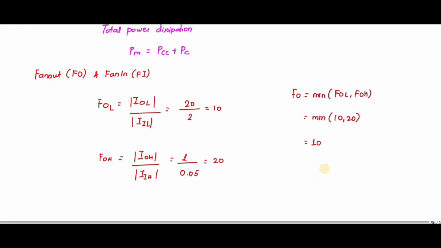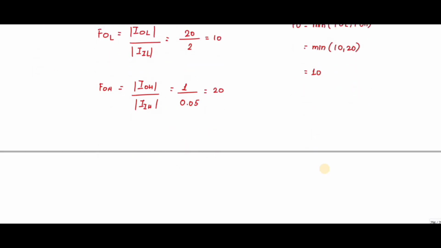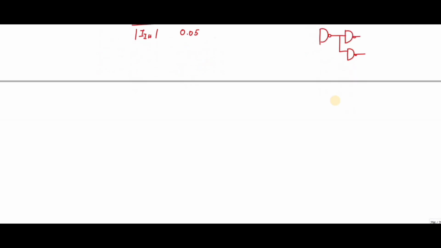So the next one is, if you see this NAND gate is connected to several other NAND gates, it means here the fan out value is 10. So next let me go for noise margin.